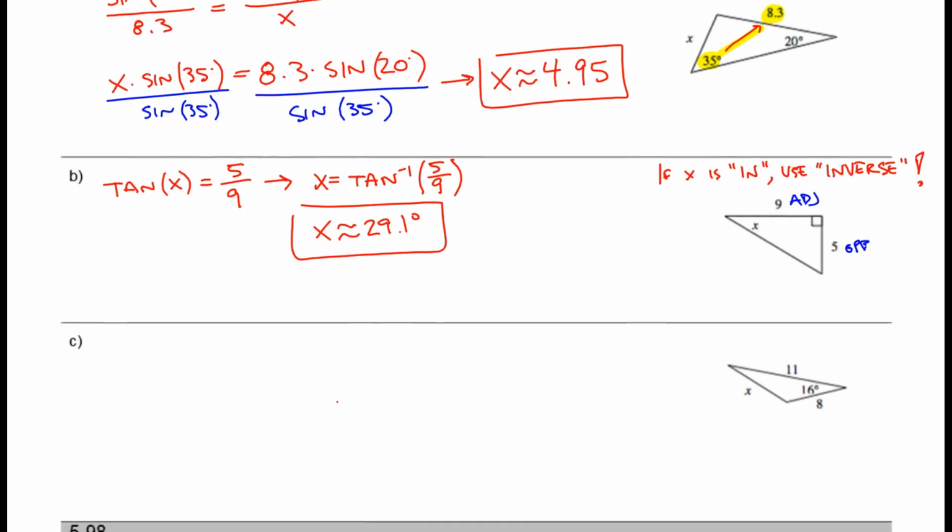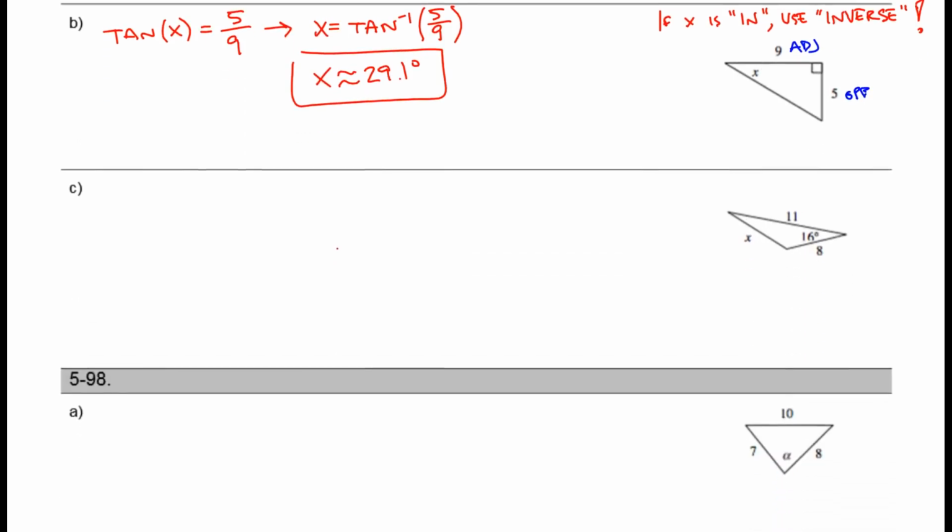Okay, so that's it for this example problem. We got another one to go here. Let's take a look at example C.